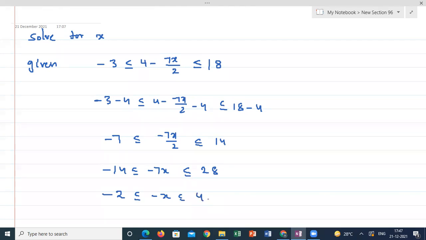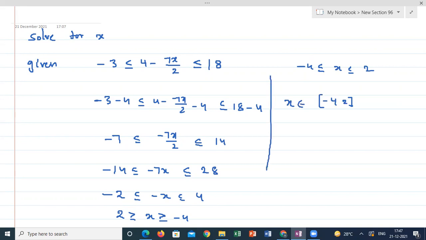If I am multiplying with minus 1, the signs will reverse. So what I will get? 2 greater than or equal to x greater than or equal to minus 4. This can be written as minus 4 less than or equal to x less than or equal to 2. From here I can say minus 4 comma 2 closed interval is the solution set of x. So now we have almost completed the analytical way of solving these expressions with two inequalities.